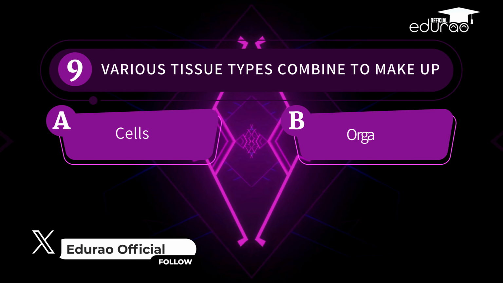Question 10. Two or more populations of different species living and interacting in the same area form A. Biosphere, B. Community, C. Population system, D. Ecosystem. You've got it right. Correct answer is community.